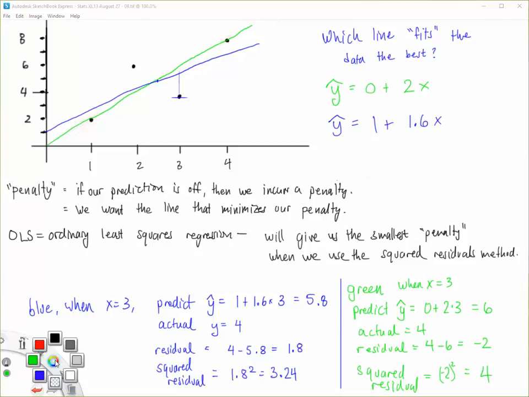Okay, so for the green line, we're getting a difference of that. So essentially we're taking the residual and we're squaring it. So the area of this box is 4, and the area of this box is 3.24 or something like that. Okay, and we're doing this for all 4 data points.